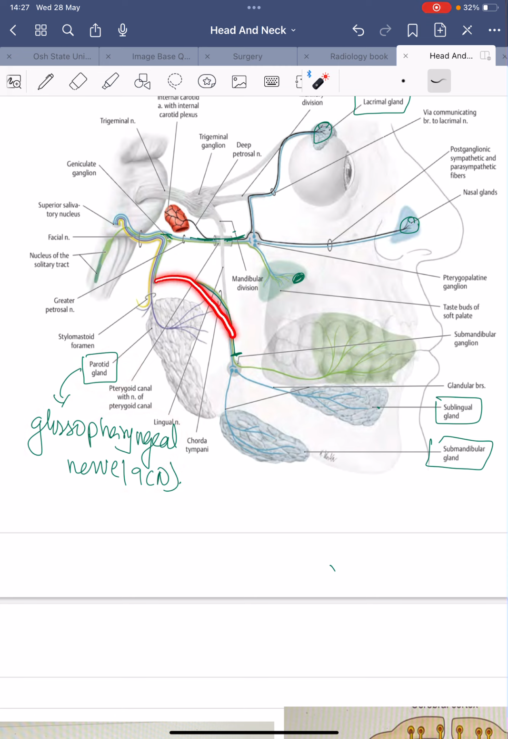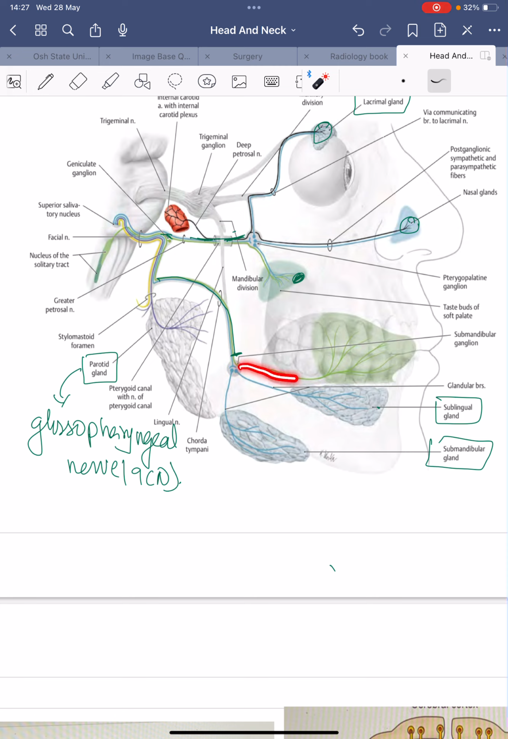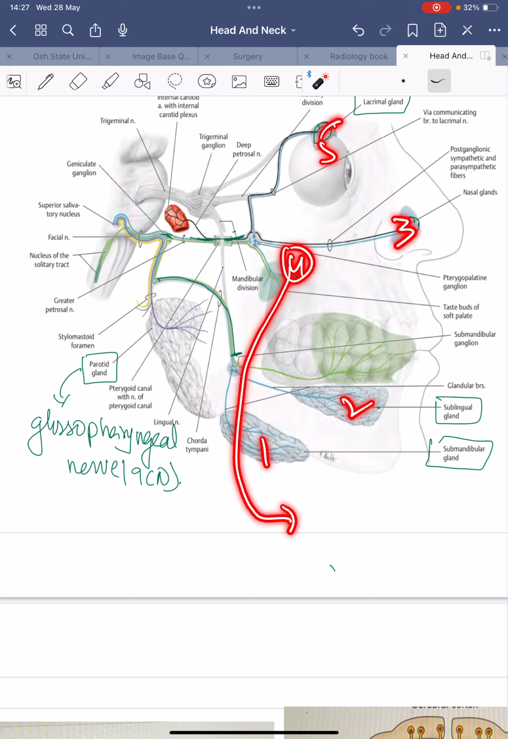So this one branch is your chorda tympani. So this is your chorda tympani. And now it is going downward, making here a ganglion. This ganglion is known as the submandibular ganglion. And now from the submandibular ganglion, it is giving nerve fiber to the sublingual gland. It is giving nerve fiber to the submandibular gland. So these glands, 1, 2, 3, 4, 5, all the sensations of these glands are controlled by your superior salivatory nuclei.